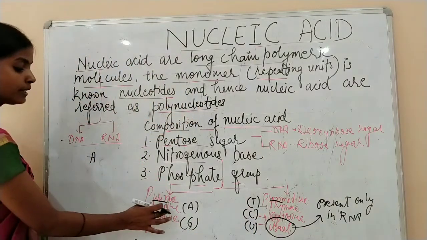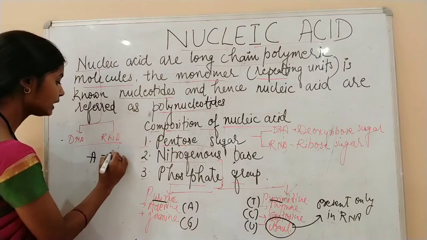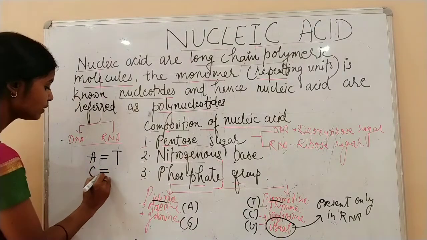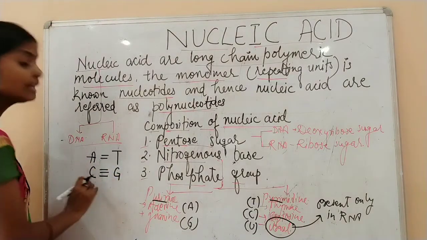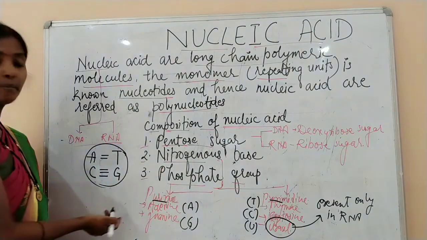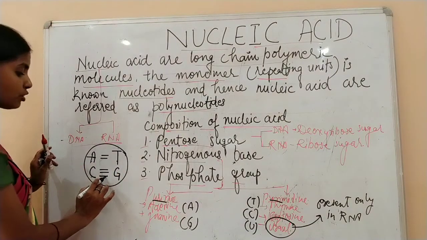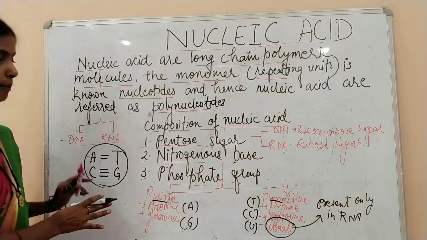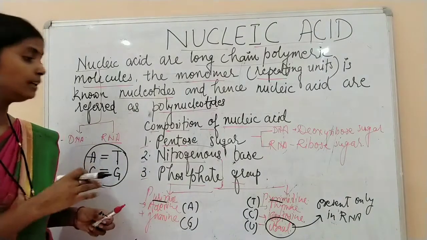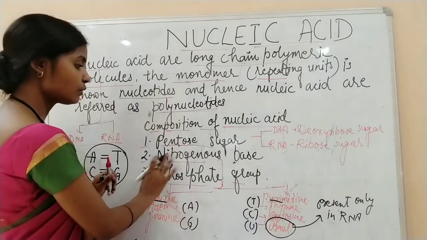So there is base pairing between these nitrogenous bases. Adenine binds with thymine with a double hydrogen bond, and cytosine binds with guanine with a triple hydrogen bond. This is the base pairing between the nitrogenous bases. Then we will study the structure of DNA, the double helix, in which we will see how the base pairing occurs. This was the nitrogenous base.